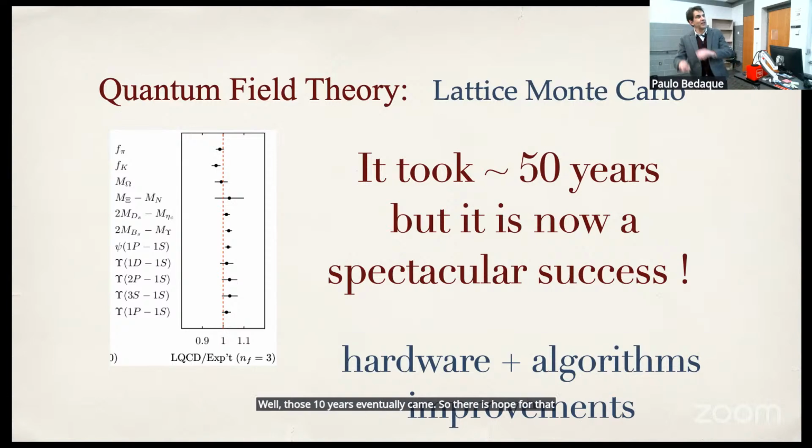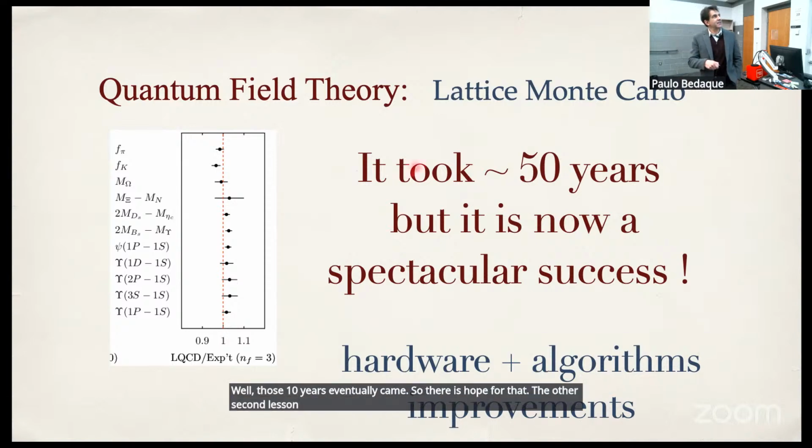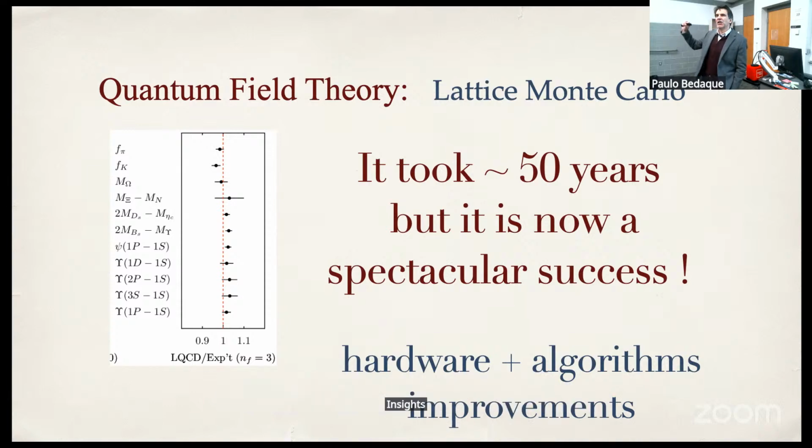The second lesson is that the success came through a combination of improving hardware and better algorithms. And by algorithms, I don't mean the kind of algorithms that a computer scientist would care about. They're all algorithms based on the physics. They're insights into the physics of the problem that led to things that are orders of magnitude faster.